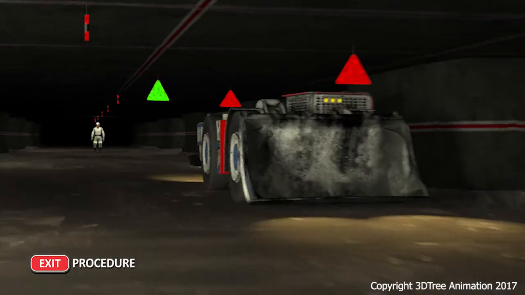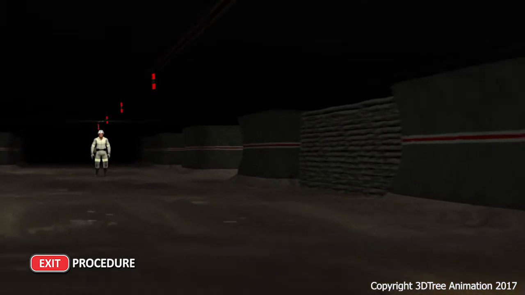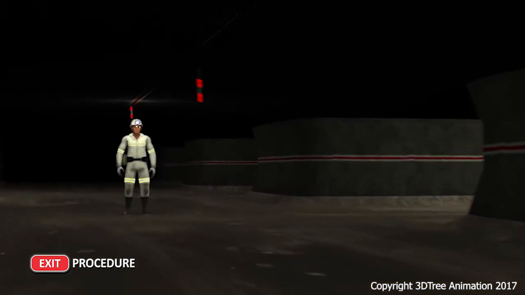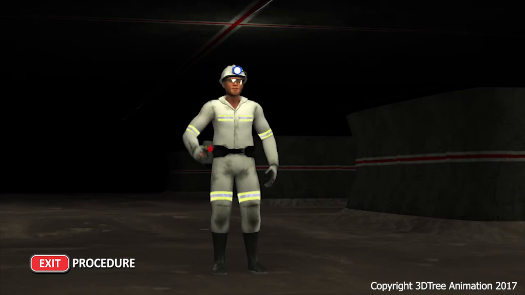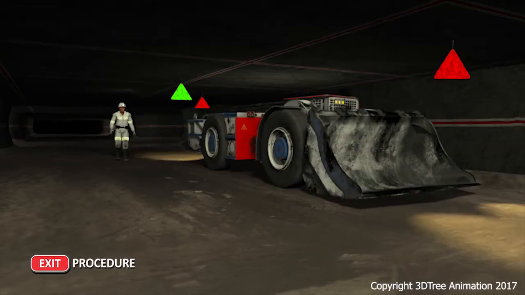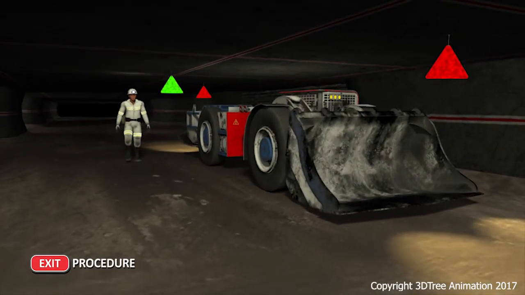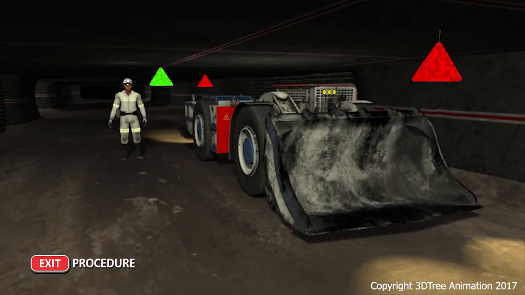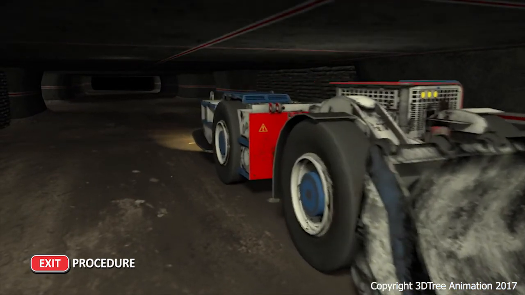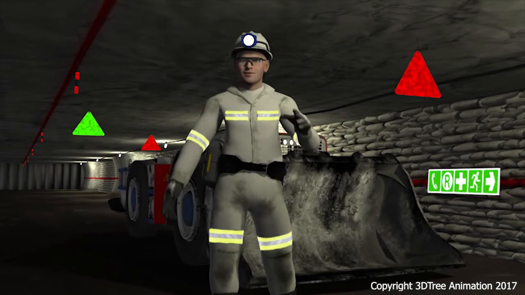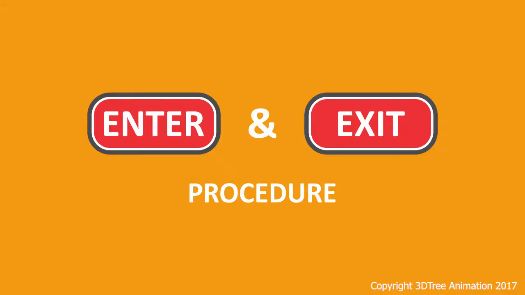3. Remove the sparkling sticks all the way to the area you just came from. Once you've removed all the sparkling sticks, you can make your way back to the vehicle. 4. When you're back at the vehicle, remove the green and red triangles. You can now proceed to the next working area. This concludes the correct entering and exiting procedures for vehicle operators.